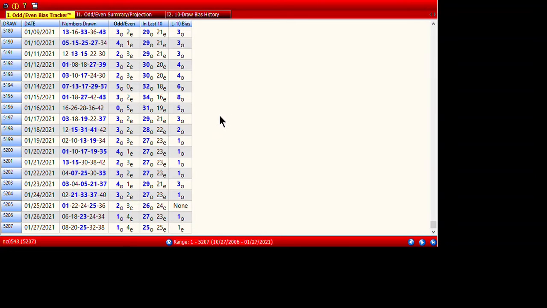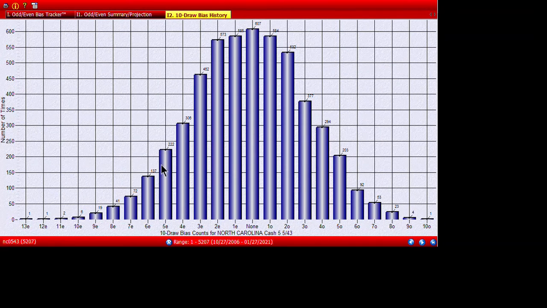Now, you look at the draw bias history. So 8 odds, if you look at the draw bias history here, 8 odds is over here. So it only happened 23 times. So that would have been a good idea to come back as even. So I don't know if that's what you were seeing at that time, or you were still waiting for the evens to come in, but that was a high bias.